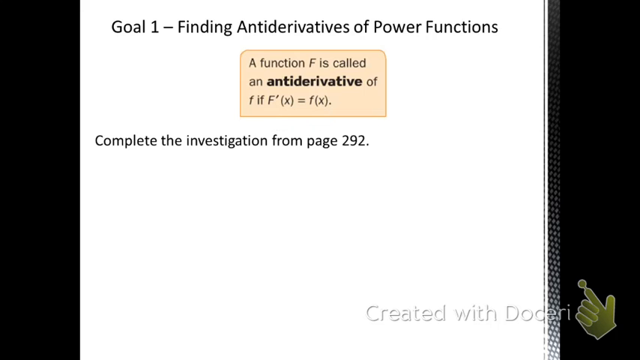Let's suppose that I looked at the function lowercase f of x equals 5x to the fourth power, and I wanted to know what is the antiderivative of that function. Well, I would have to think about what function I would take the derivative of that would give me 5x to the fourth power. And this is what it would be.